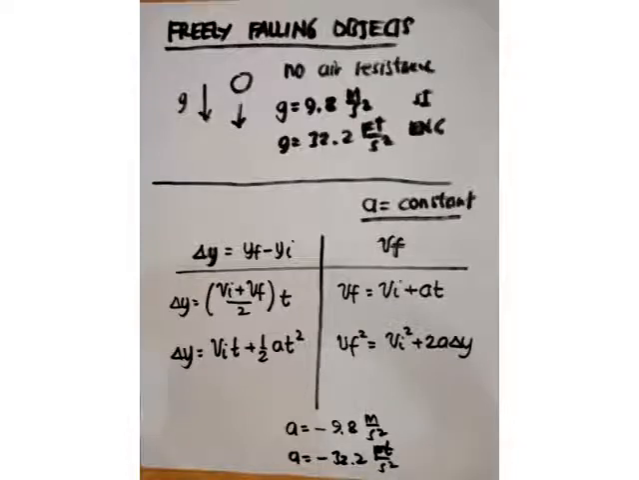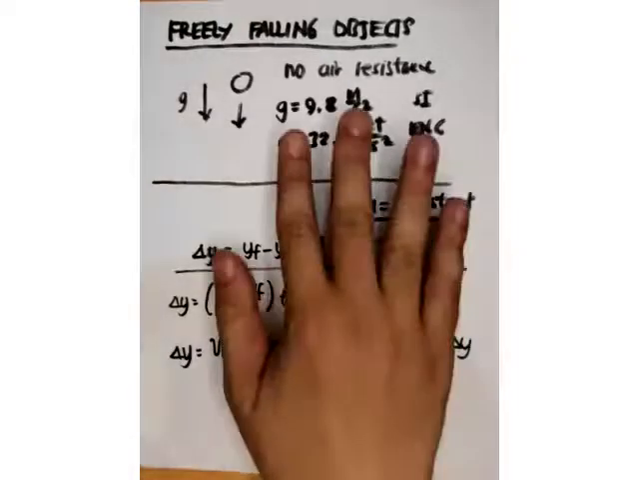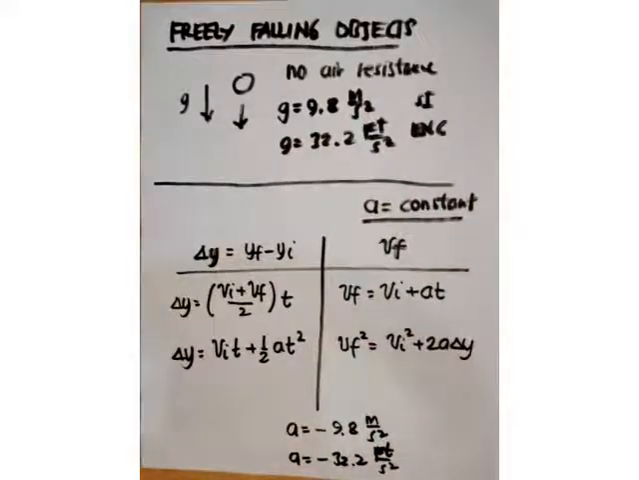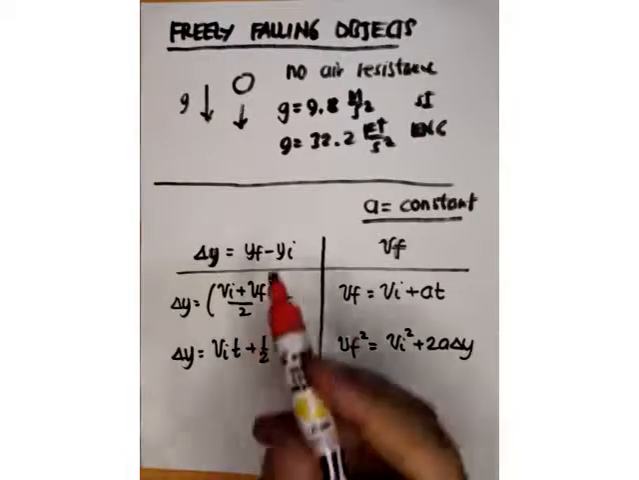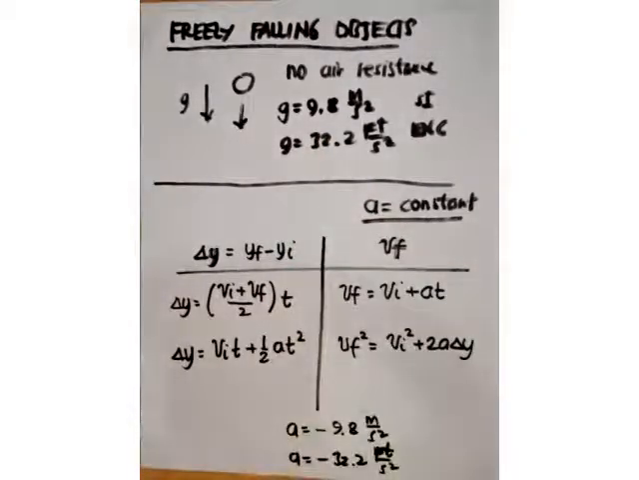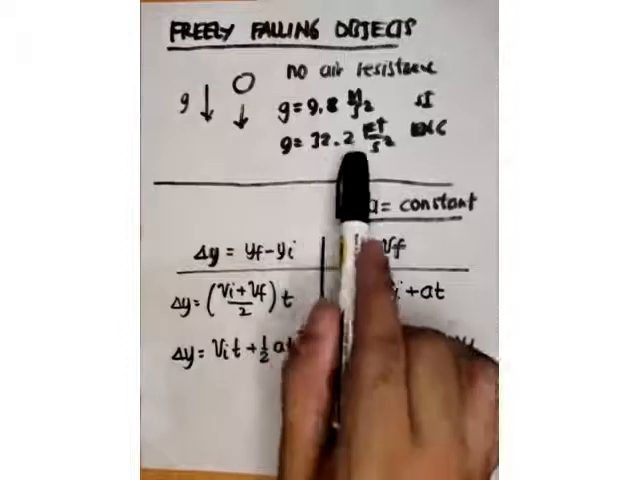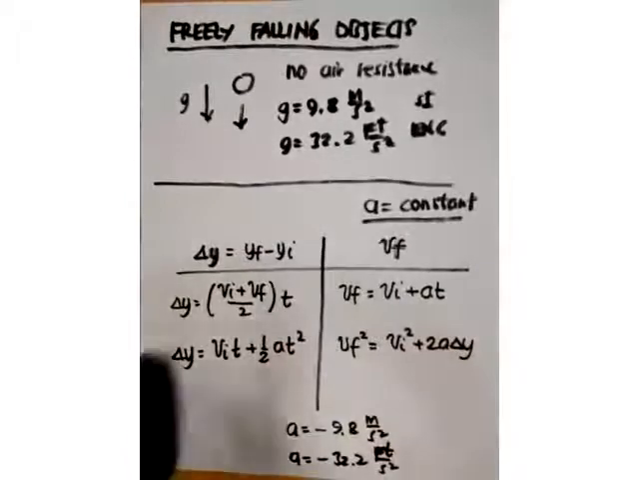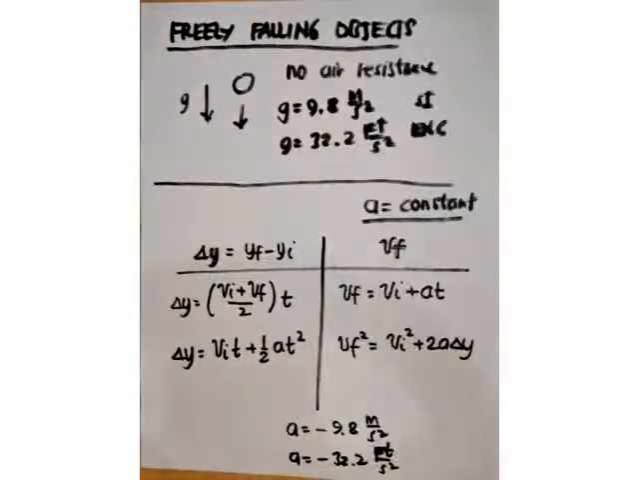Ayan, so ina-assume natin na walang air resistance pag ina-analyze natin yung mga freely falling objects. And then the only force acting on it is yung gravity. Ayan. At yung magnitude ng ating acceleration due to gravity is g, which is 9.8 meters per second squared. So that's for SI. And 32.2 feet per second squared for English.